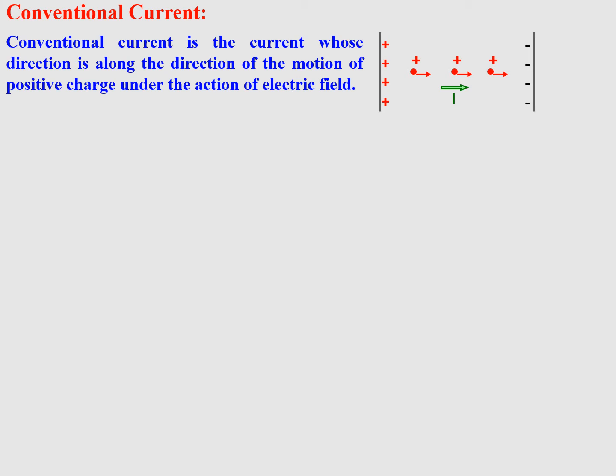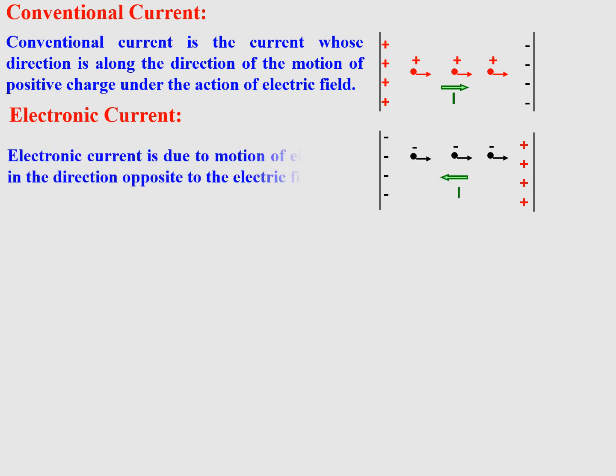Electronic current is practically present in our circuits, and it is defined as the type of current in which charges move from the negative terminal of the battery towards the positive terminal of the battery. Here in this figure you can see that electrons are flowing from the negative terminal towards the positive terminal, and the motion of these electrons is against the field. According to the definition, electronic current is due to motion of electrons in the direction opposite to the direction of electric field.